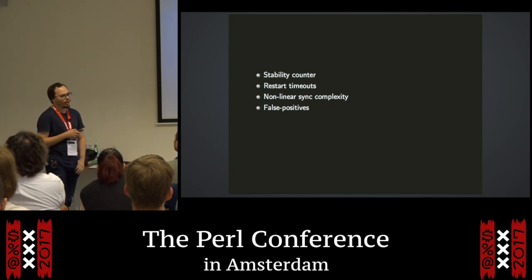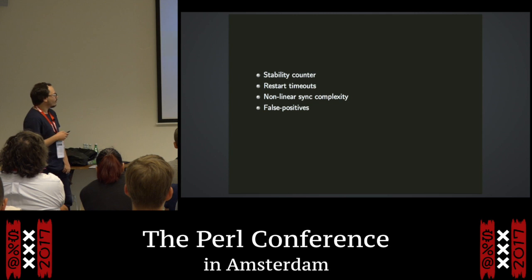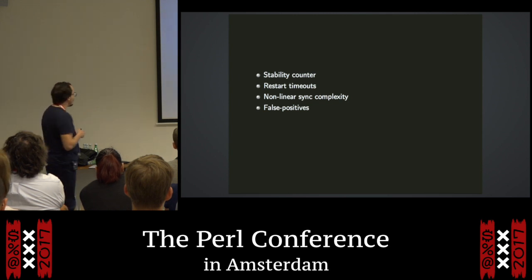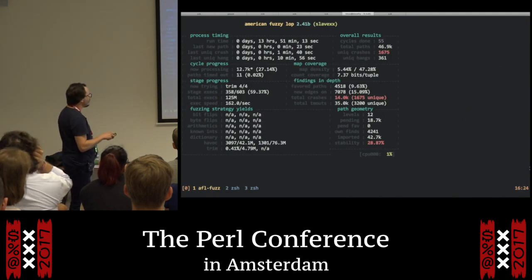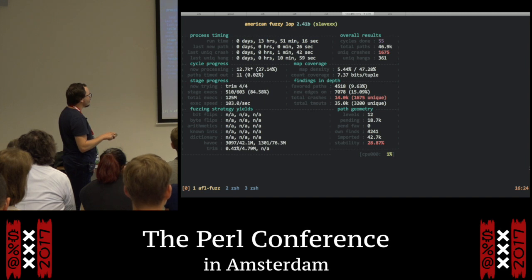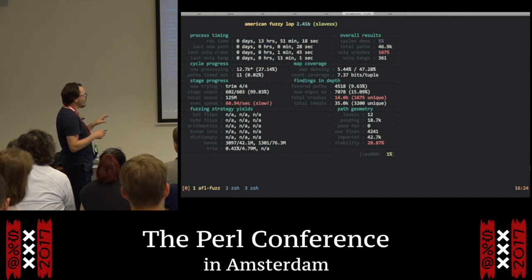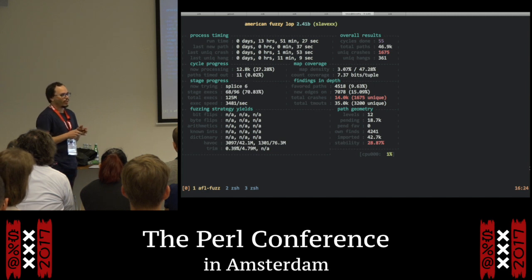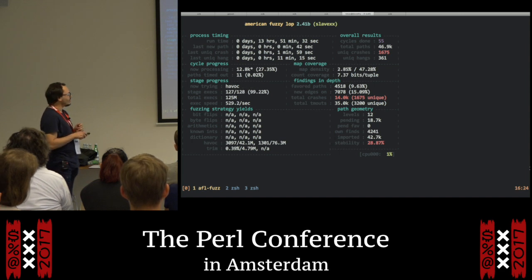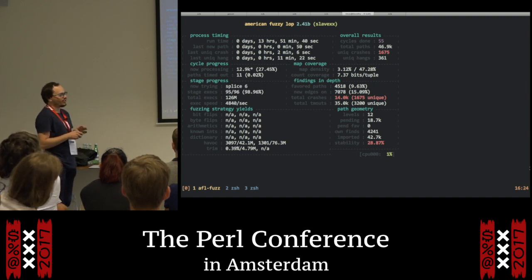What are the problems when you fuzz Perl? A stability counter. This is the stability counter. It tells us that if you take the same input and run it twice, how many paths intersect. And for Perl, it's not a high number. So this is about the reproduction of test cases. With low stability, it's very hard to reproduce.